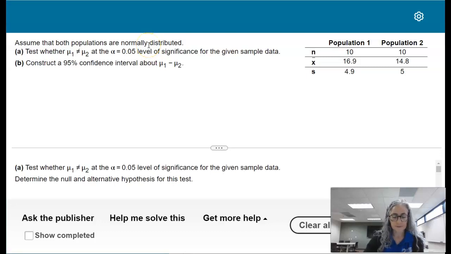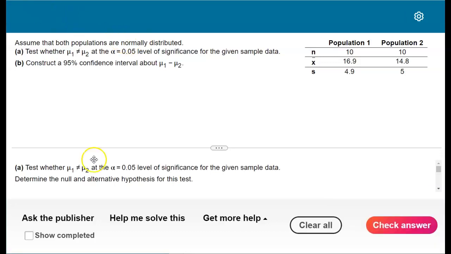This question is from section 11.3. Number 1, it's looking at doing a hypothesis test and finding a confidence interval comparing two independent samples, the population means for those. So not paired.